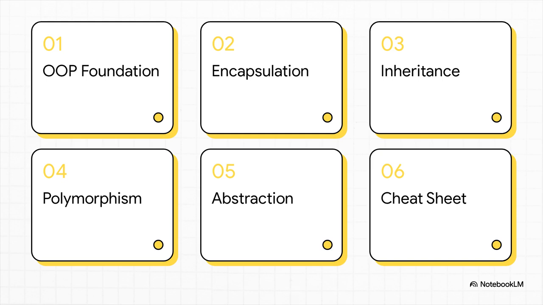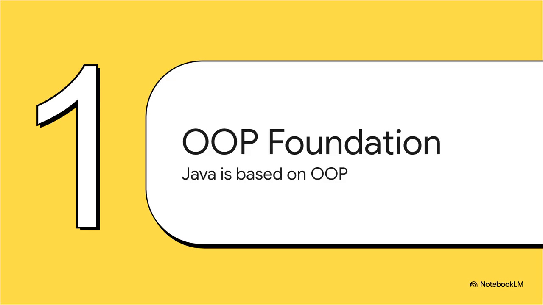1. The Java OOP foundation. 2. Encapsulation. 3. Inheritance. 4. Polymorphism. 5. Abstraction. And finally, 6. The interview cheat sheet. So let's start with our foundational thesis.